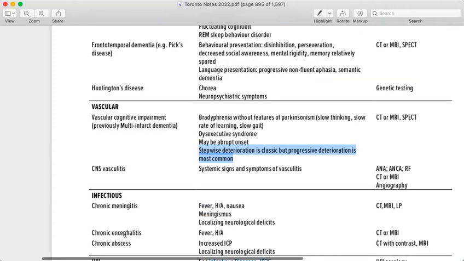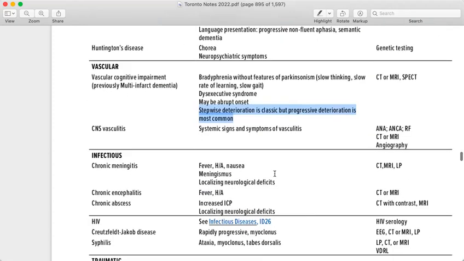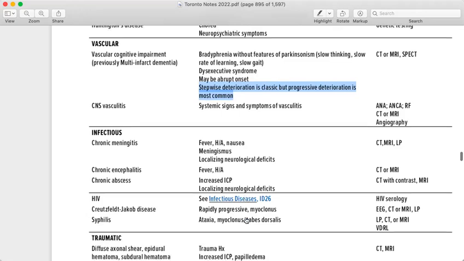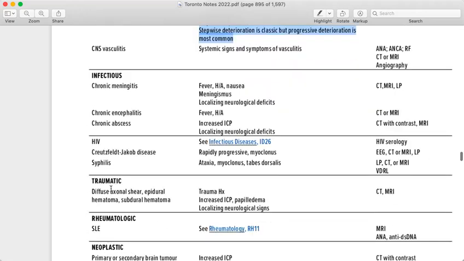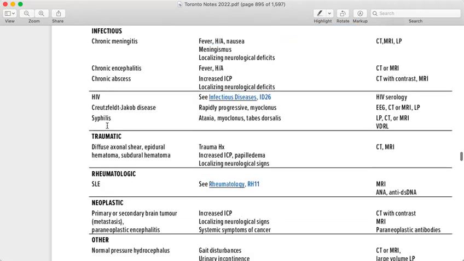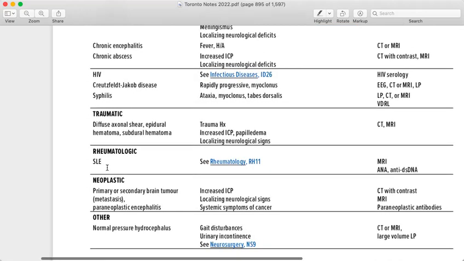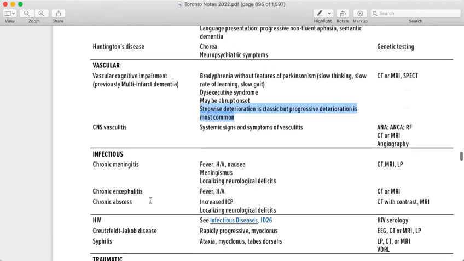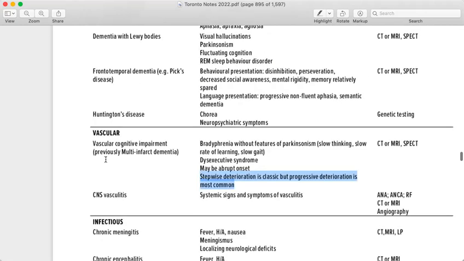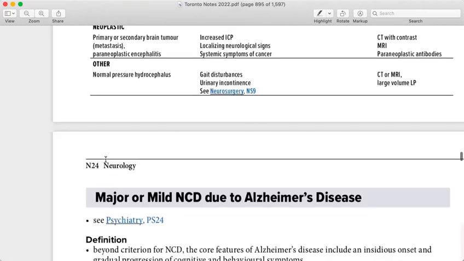Chronic meningitis could be the cause, encephalitis and abscess could be the cause. CT-MRI could be done to confirm the diagnosis. HIV. Creutzfeldt-Jakob disease is also rapidly progressive. If there is myoclonus, you will do CT-MRI and EEG. Syphilis could be the cause, traumatic, SLE, neoplastic, the tumors and others. So the top ones, the primary and the vascular ones, are the more common.